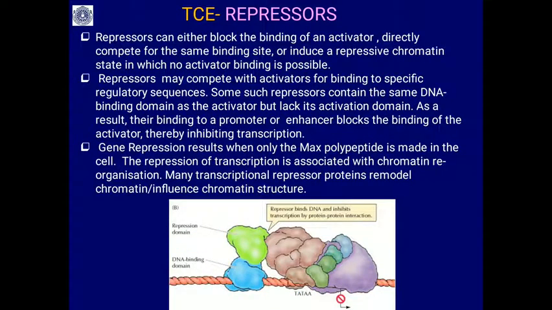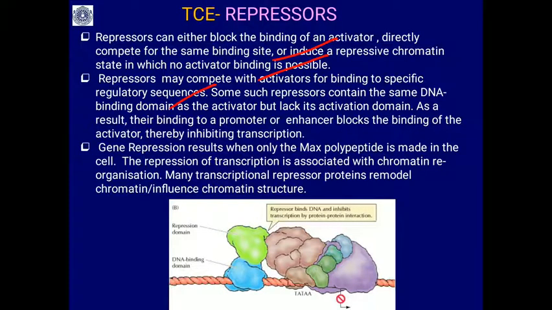So a repressor can either block the binding of the activator directly, or compete for the same binding site. So where the activator is going to bind, that binding site will be occupied by the repressor, so the activator cannot bind, so that transcription is not initiated.